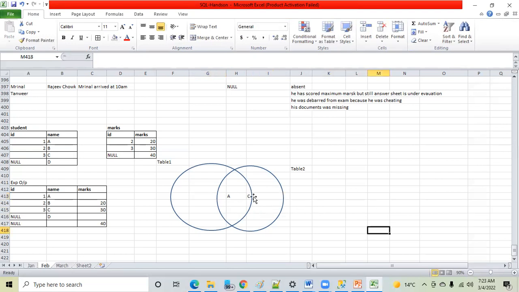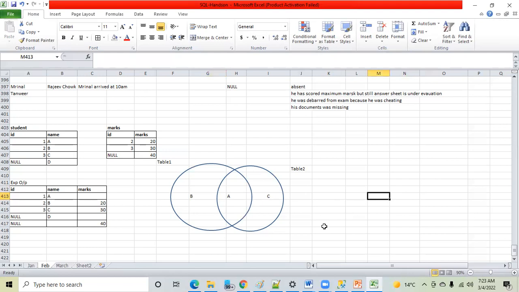If I want A plus C, which join do I have to use? Right join, right? Everyone clear? So if I tell you that A plus C can be achieved using left join as well, is that a correct statement? Yeah. Okay.